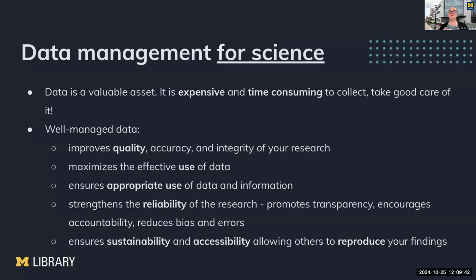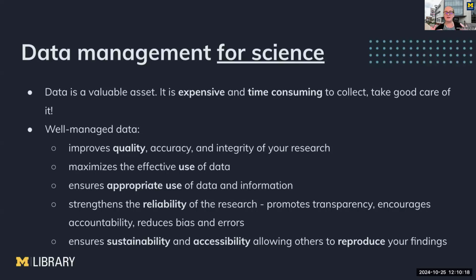But also, data management is important because it supports core scientific values like transparency and reproducibility, right? Also, since data from one project can contribute to another project if it's managed and shared well, it can help further scientific progress and innovation. Data is a valuable asset, right? It takes time and it's expensive to collect data, so it's important to take good care of it. Well-managed data can improve the quality, accuracy, and integrity of your research, and maximizes the effective use of the data.